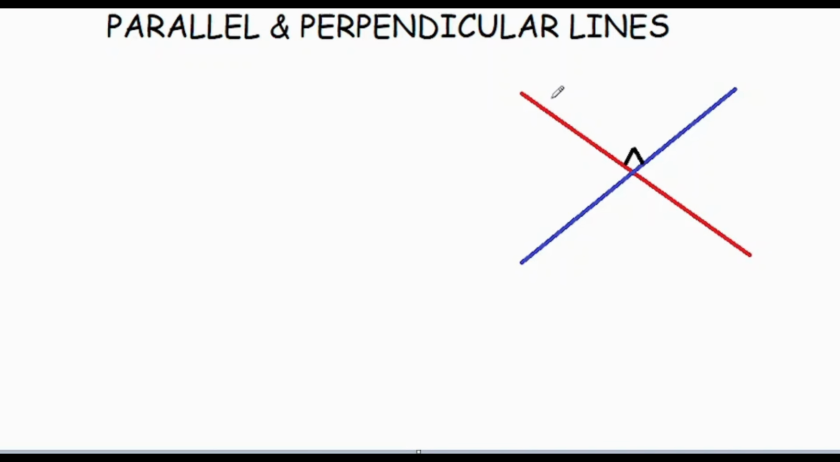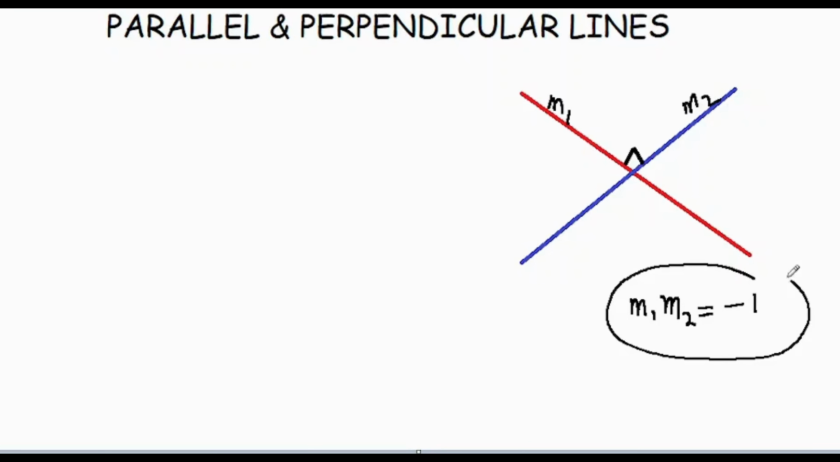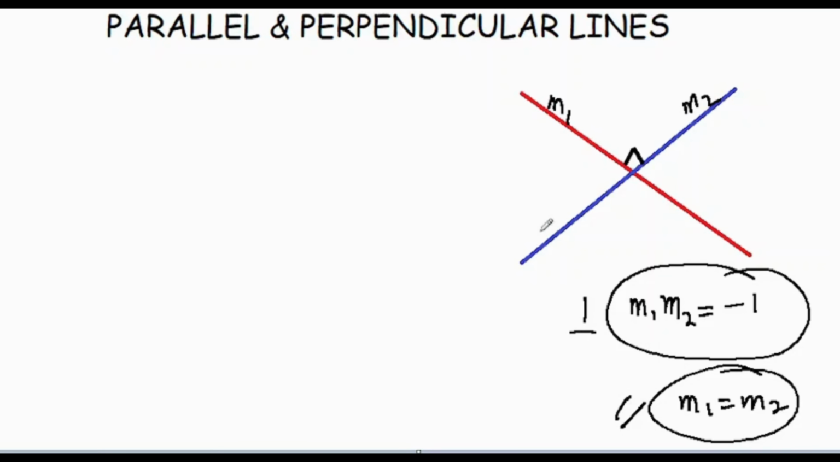Let's take the slope of the red line to be m1 and the slope of the blue line to be m2. So we say these two lines are perpendicular if you multiply them together, m1 multiplied by m2, and it gives you negative 1. This is the condition for perpendicularity, while for parallelism, m1 is equal to m2. Okay, perpendicular, parallel. Alright, let's take this example.